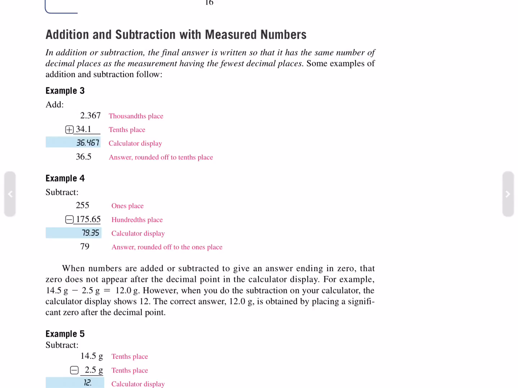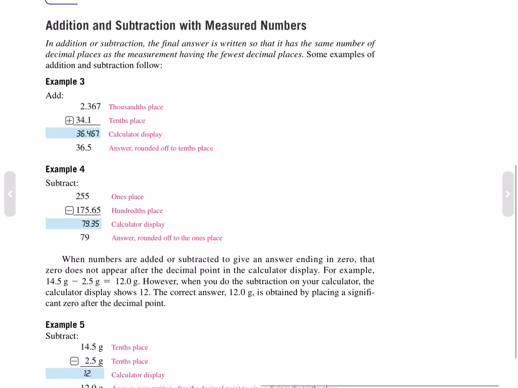Subtract 2.55 minus 175.65. The calculator answer is 79.35, but since your least precise number is only to the ones place, your answer can only be rounded to the ones place, 79. When numbers are added or subtracted to give an answer ending in 0, that 0 does not appear after the decimal point on a calculator display. For example, 14.5 minus 2.5 is 12.0. However, when you do the subtraction on your calculator, the display shows 12. The correct answer, 12.0, is obtained by placing a significant 0 after the decimal point.